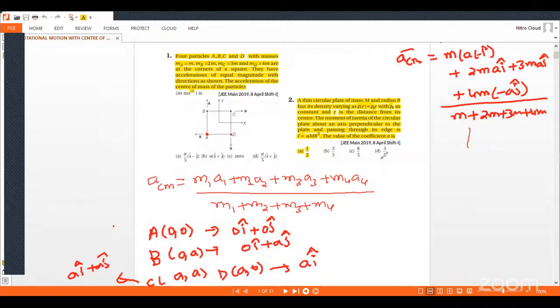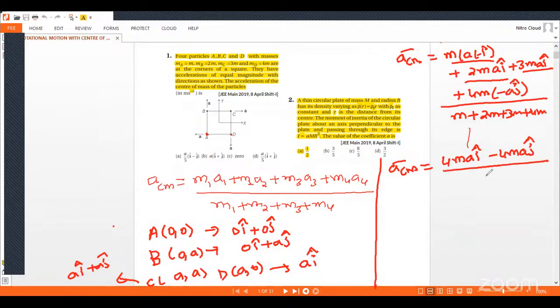Is it fine? Minus MA i cap plus 2MA i cap and plus 3MA i cap. So it is 4MA i cap minus 4MA j cap divided by 10M. Okay? Fine.